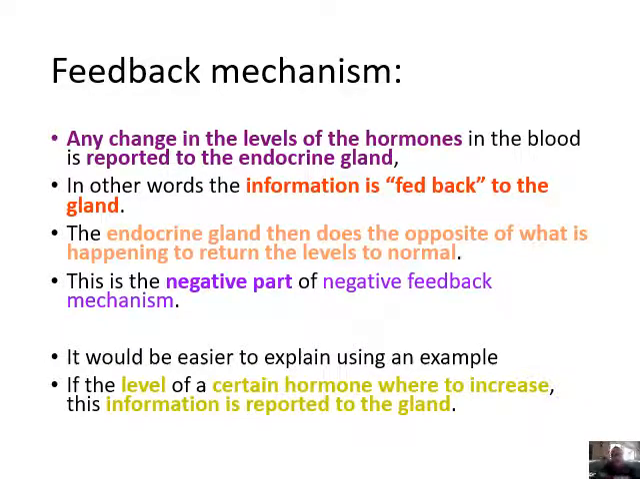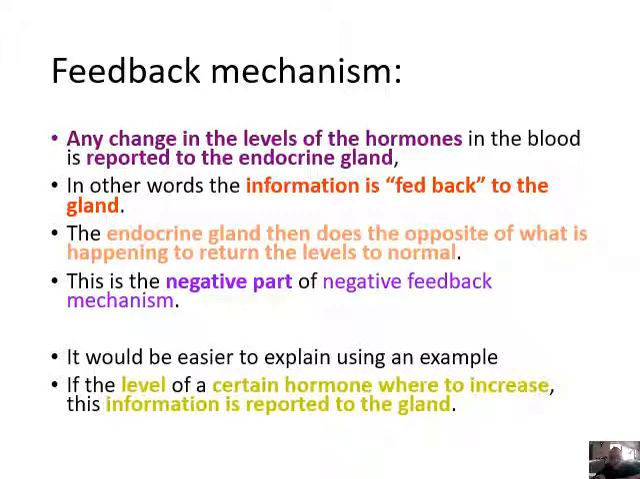We have any changes in the level of hormones in the blood is reported to the endocrine gland. Okay, so the endocrine gland itself can be a whole range of things, whether it be cells in the pancreas, can be the pituitary gland, it can be the gonads, it can be the thyroid, it can be the adrenal glands, a whole bunch of different glands. In other words, information is fed back to the gland. And I've got some really nice sort of visual things that you can have a look at.